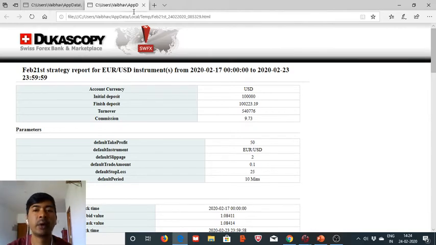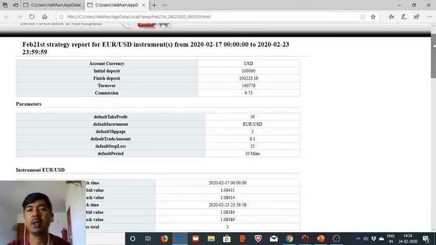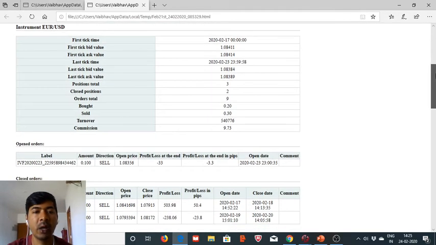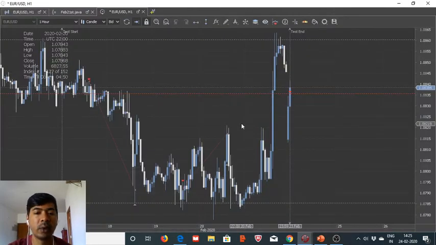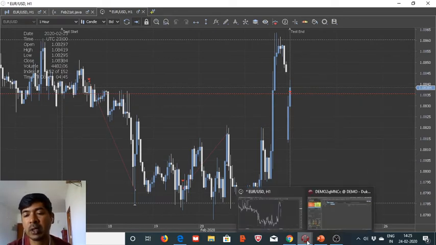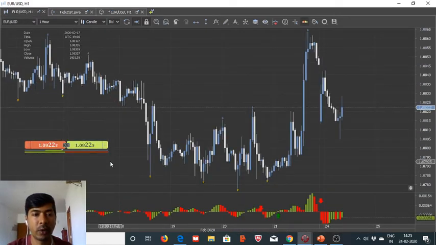So here is our algorithm's results, and the algorithm has done as per our requirement. Here you can see that total order placed were 9. Of that, 3 orders were open. That means here you can see. So on 9 occasions, our requirement of change in the underlying momentum was fulfilled. So on 9 occasions, the algorithm placed the order.